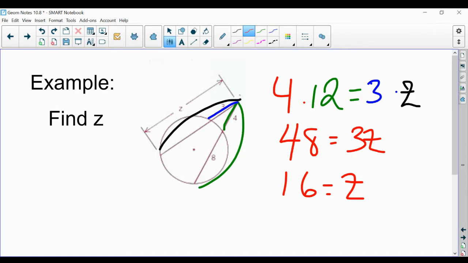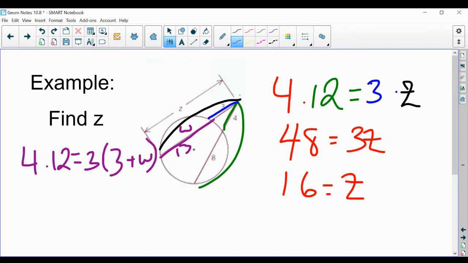Now, just be on the lookout for questions that might ask, well, what's this part? And you have to say, okay, if the whole thing is 16, then what's this part? It's 13. And maybe if instead of calling the whole thing z, they called just that part w, how would you set up your equation? Well, you'd say 4 times 12, it's still outside part times the whole thing, equals 3 times 3 plus w. And solve it, you get w is 13.